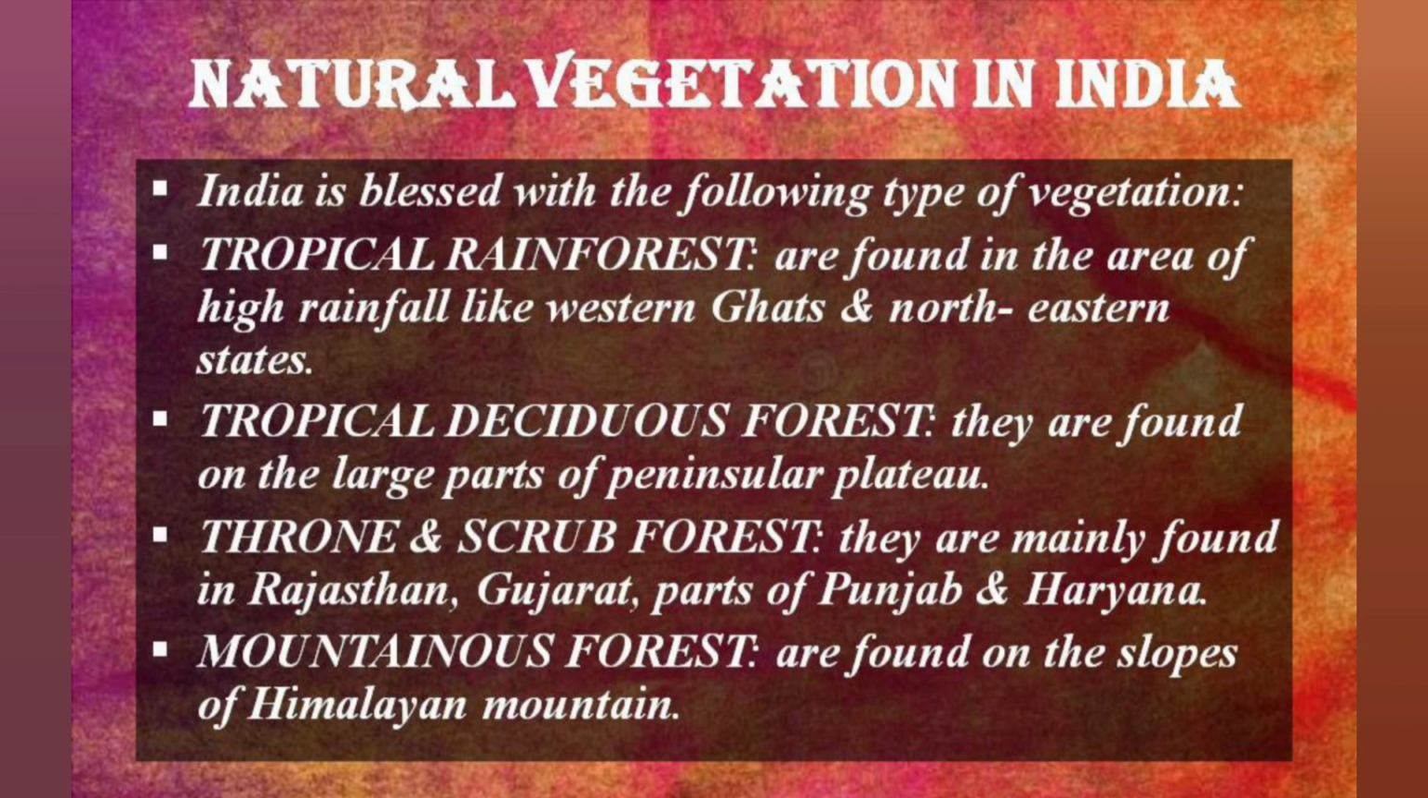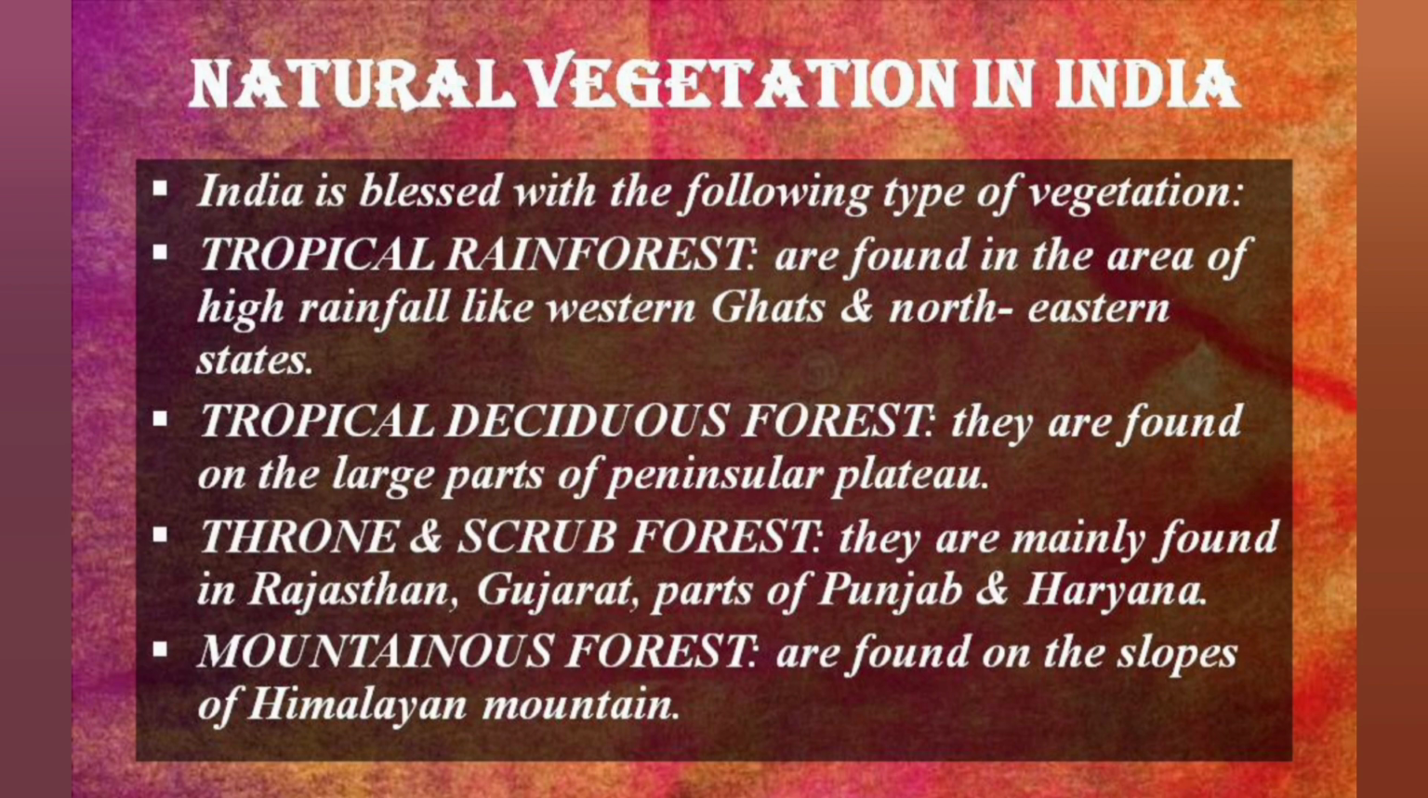Then, natural vegetation of India. India is a vast country with diverse climate and varied topography. Differences in temperature and rainfall in its various parts have resulted in different types of natural vegetation. The flora of a country is diverse, ranging from those found in the tropics to that of the Arctic region.